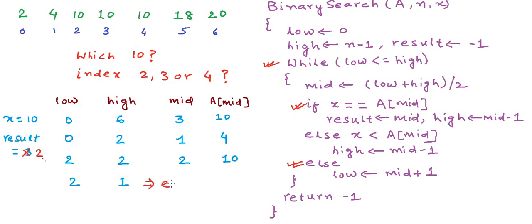Okay, there should be one more modification to my code. I will return result here. Okay, so we are saying here that found 10 at index 2. So this way we have found the first occurrence of the element 10 in the array.